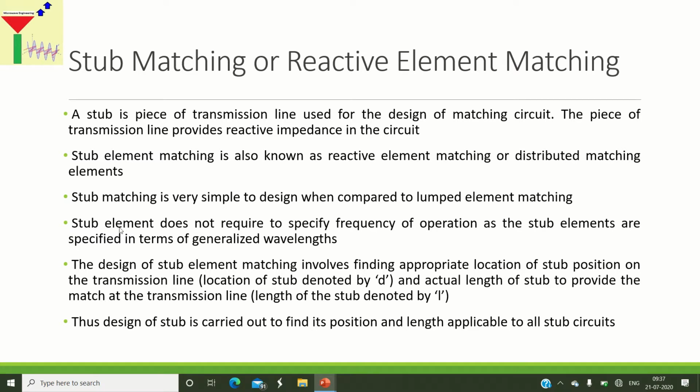Okay, so there is also another benefit of using stub matching, that the stub element does not require any specific frequency of operation, because whatever lengths and distances we are going to calculate in the stub element design, please remember that they can be expressed in a generalized way in terms of wavelength. So we need not specify any frequency over there, while this is not the case with lumped element matching. In lumped element matching, if you recall, in order to calculate inductor and capacitor values, we need to specify the frequency explicitly.